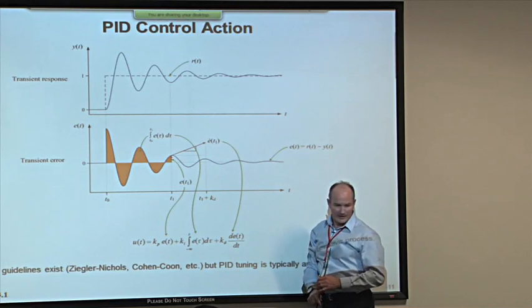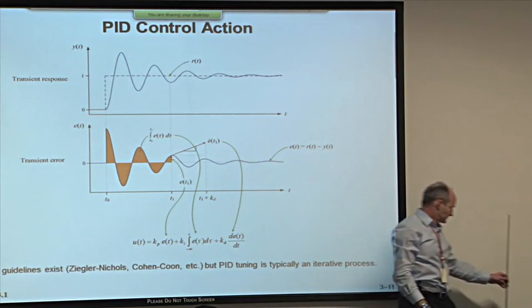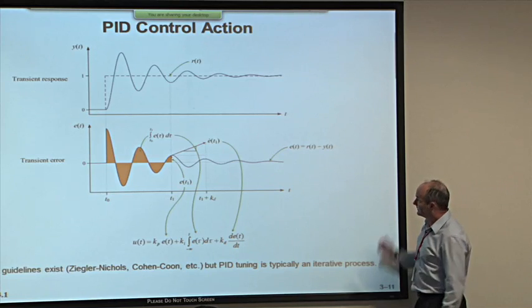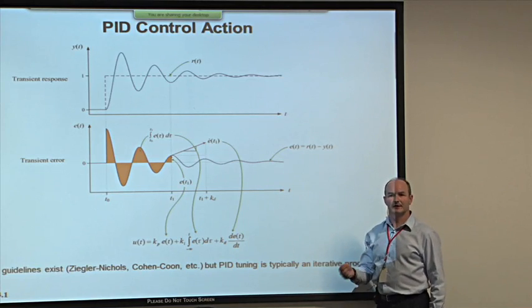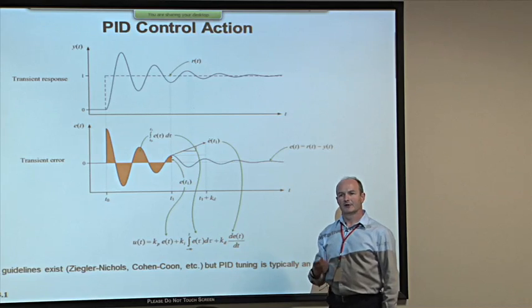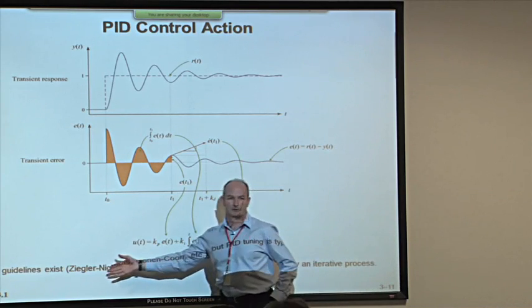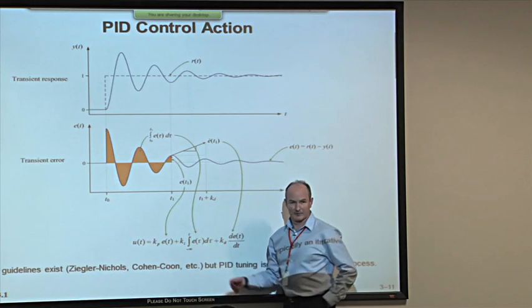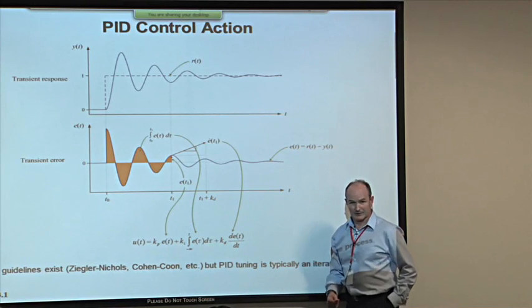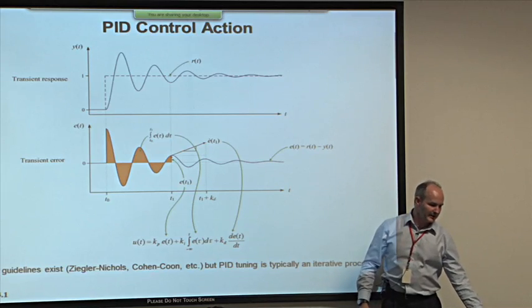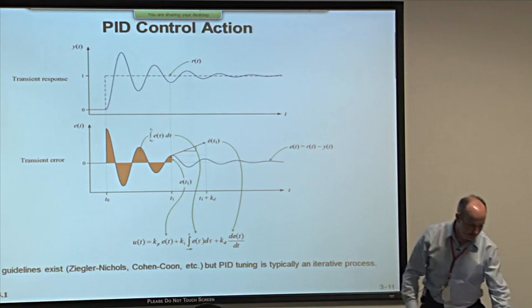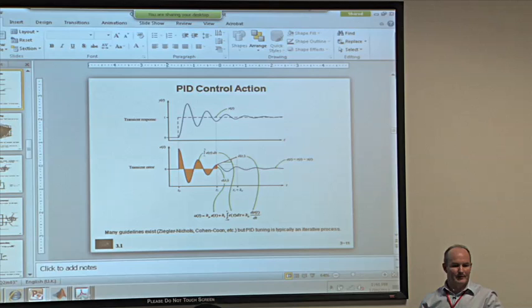That's the derivative term. Now, these things tend to be done manually. You tend to sort of do it by sight. There are rules which are reasonably well known and are well published. Ziegler-Nichols is among the best known, but there are many others. But I would suggest that it tends still to be a very trial and error iterative kind of a process.